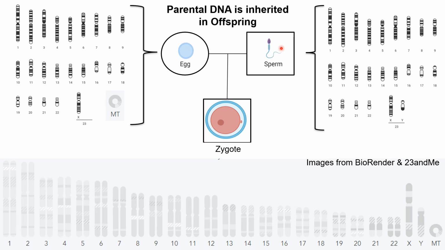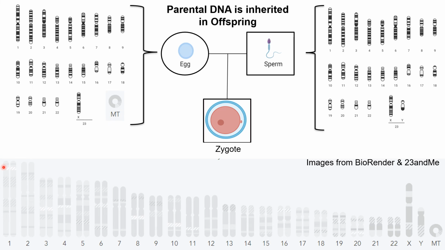Whereas the father will provide 1 through 22 autosomal chromosomes, and the father's donation of either an X or a Y chromosome will determine the sex of the child. And the father's sperm does not have any mitochondrial DNA, therefore it is lost in each generation, and mitochondrial DNA only comes from the mother.